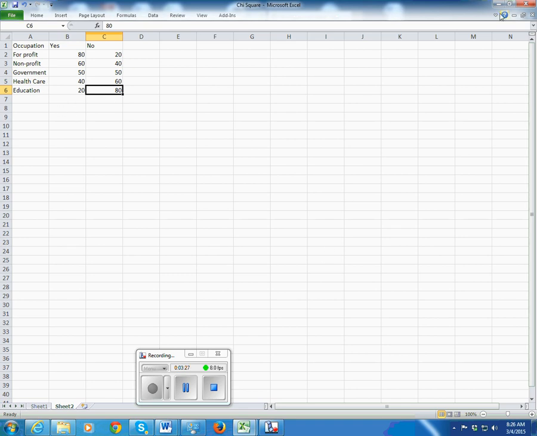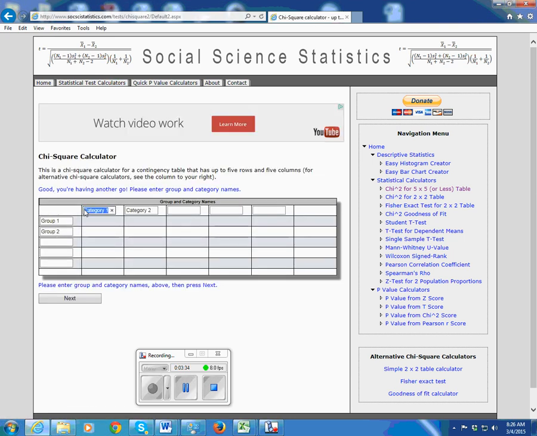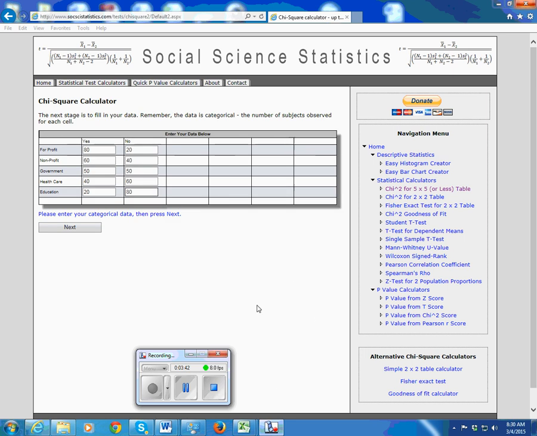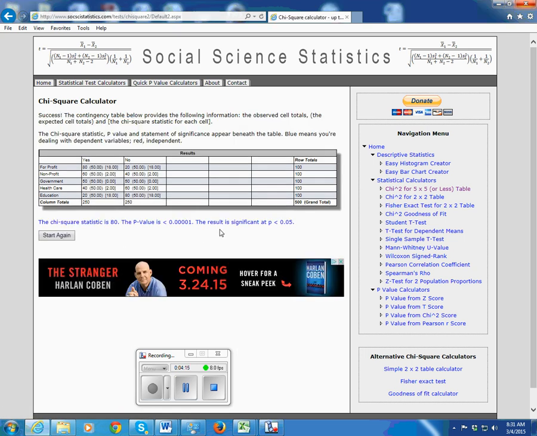By going back to the chi-square calculator, we're going to start again. And this time we're going to have more groups. So you will notice that I have put the figures into this chi-square calculator for these 5 groups: for-profit, nonprofit, government, healthcare, education. And now let's see, is there a significant difference? Is there something different about these groups that caused them to answer this question this way? And at the 0.05 level, we calculate and find that yes, there is a significant difference between these groups.